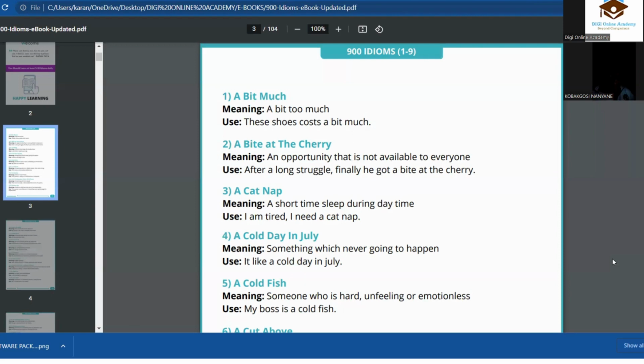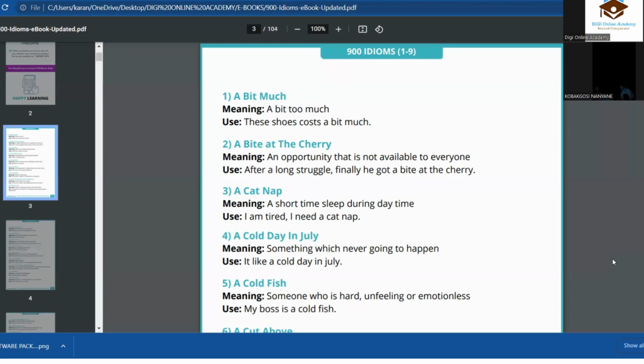After a long struggle, you finally got your promotion to level 2. It was a bite at the cherry, right? So you use the situation: after a long struggle, what did you achieve? That is a bite at the cherry.